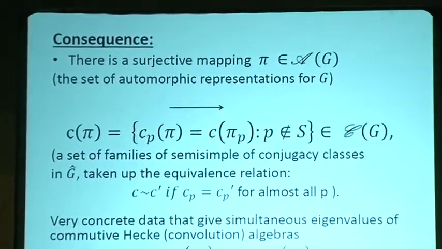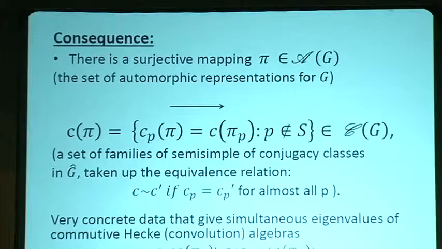All right. Very nice consequence of this. What it says is that if you have an automorphic representation pi, and I'm going to write script A of G for the set of all automorphic representations, then it maps to something very concrete. It maps to something which I'll write as C pi, namely just the aggregation of all of these semi-simple conjugacy classes. You can't take all primes, you have to take almost all of them, p outside some finite set. And I'm going to write the set of such objects as script C of G. I'm taking this map to be surjective, so I'm going to write script C of G to be the image of this. In other words, it's a set of families of semi-simple conjugacy classes in G hat.